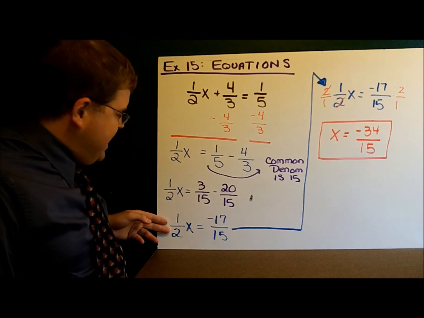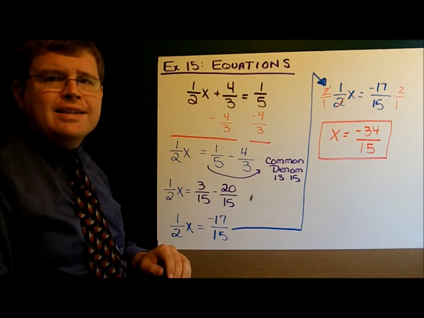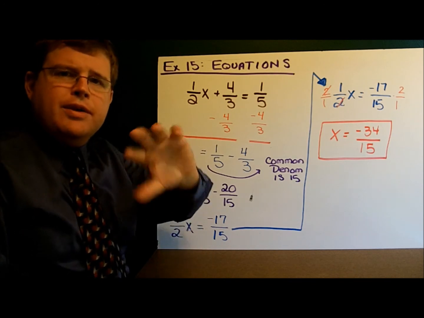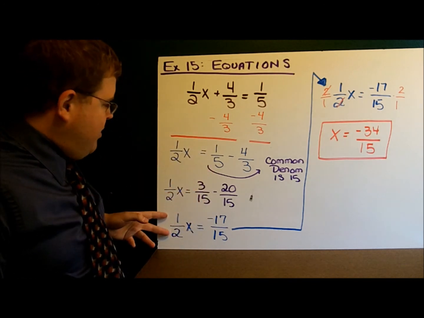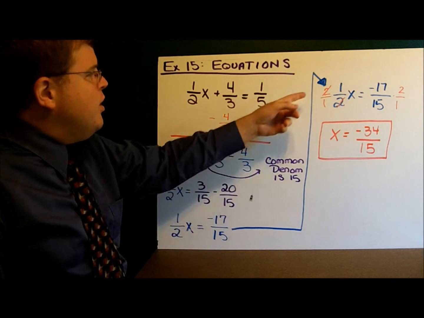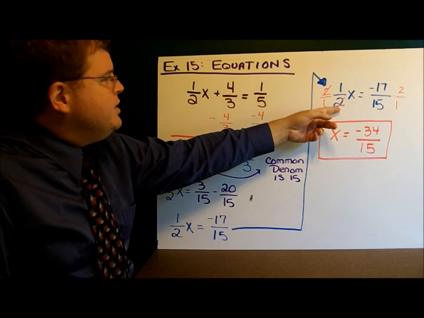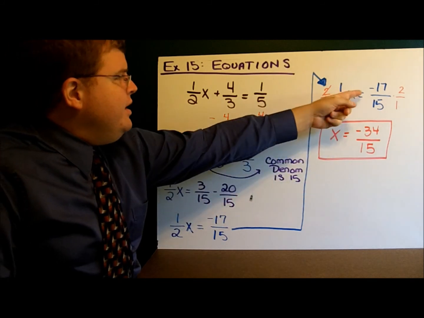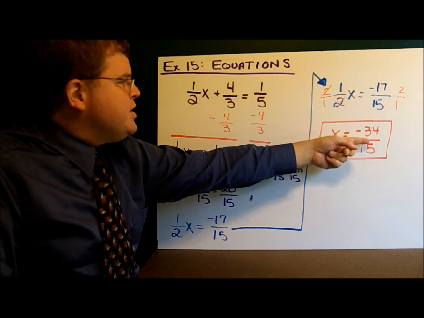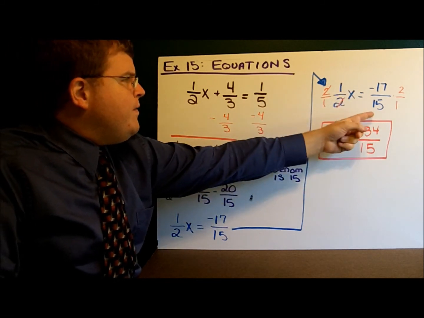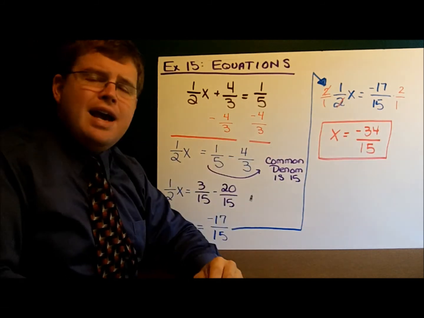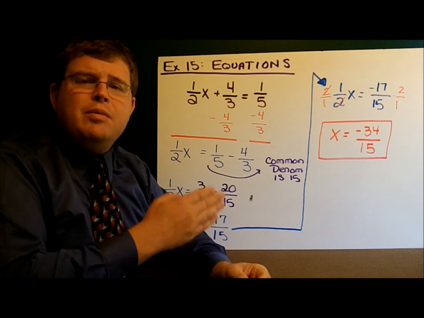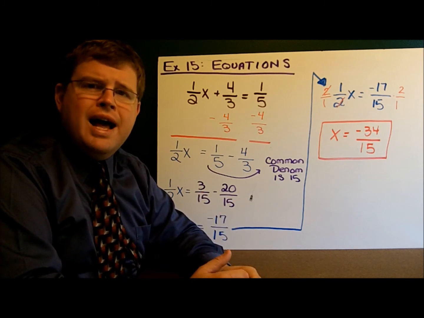And now, to get rid of that fraction in front of the x, I just multiply by the reciprocal. Remember, reciprocal is just when you flip it upside down. So I'll multiply both sides by 2 over 1. The 2's cancel out. I'm left with just an x over here. Negative 17 times 2 is 34. 15 times 1 is 15. X equals negative 34 over 15. And we'll do some more work with these tomorrow in class.